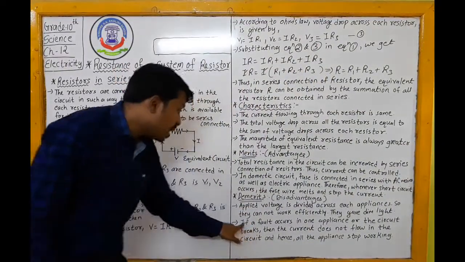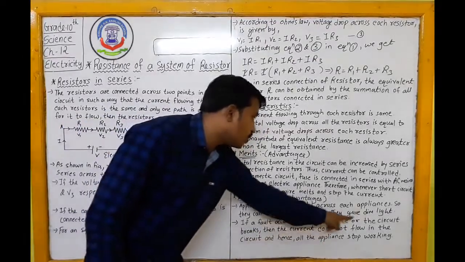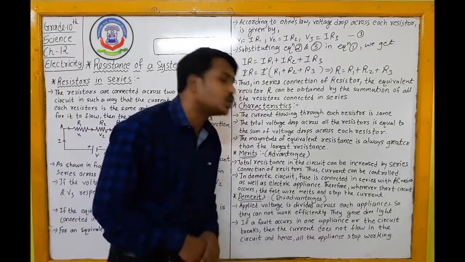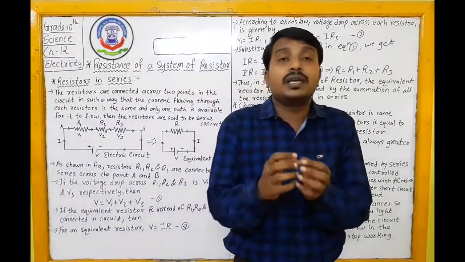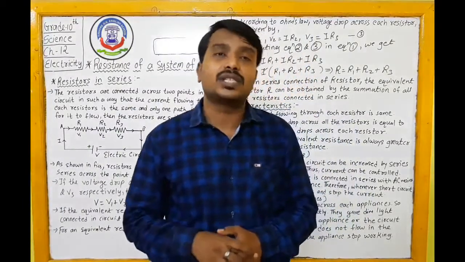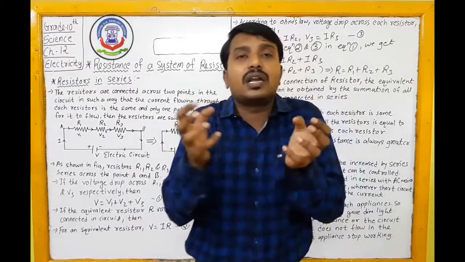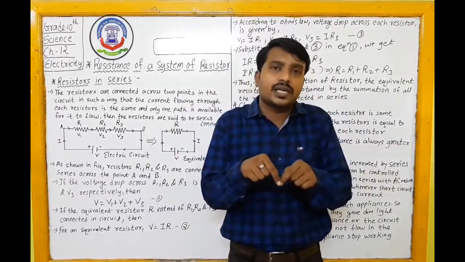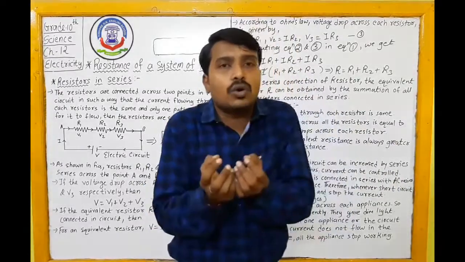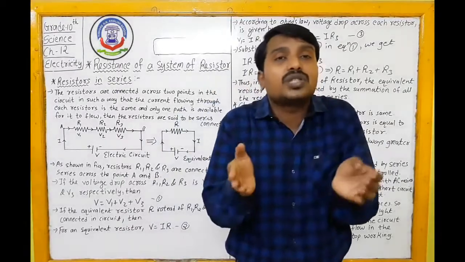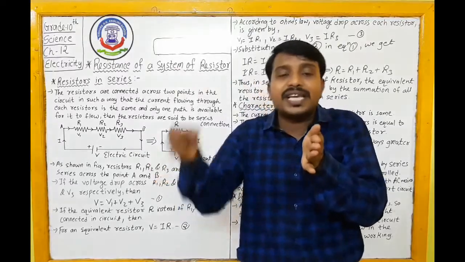And the next is, if a fault occurs in one appliance or the circuit breaks, then the current does not flow in the circuit and hence all the appliances stop working. This is the main disadvantage of this series connection, because in series connection, suppose in one of the electrical gadgets you have connected in series, an electric short occurs, an electric shock comes there, okay. So due to that its circuit will break, but what will happen when its circuit breaks? Current cannot come from this point to this point.